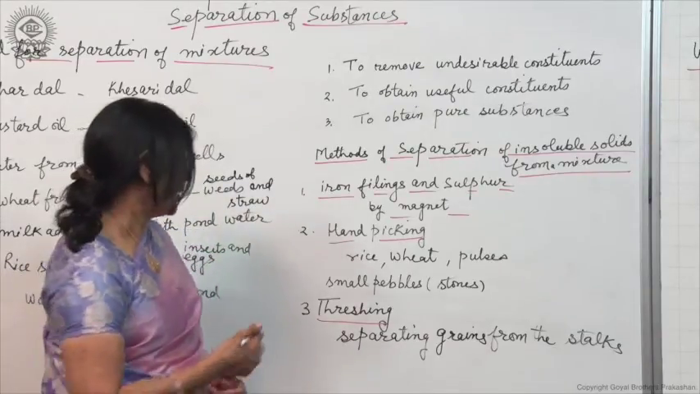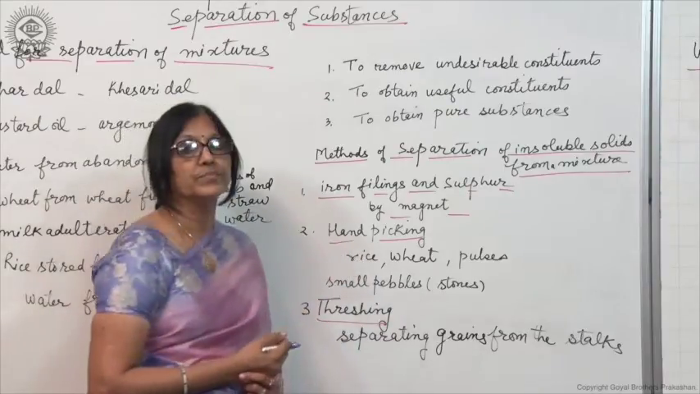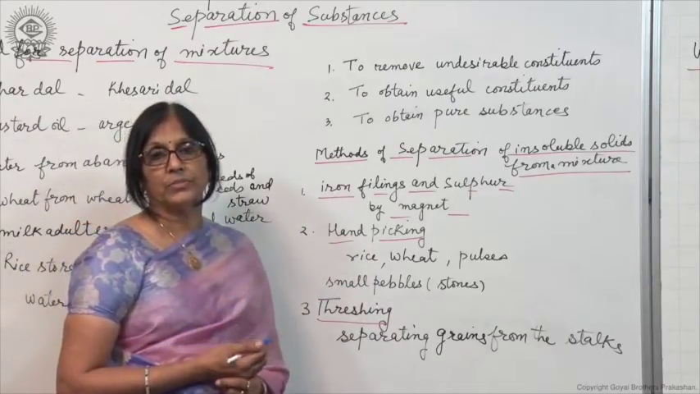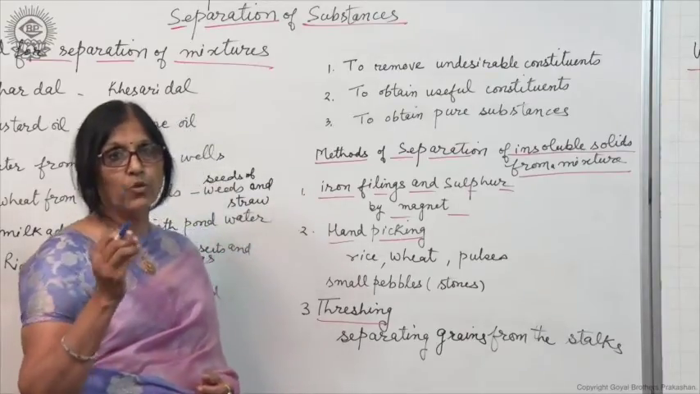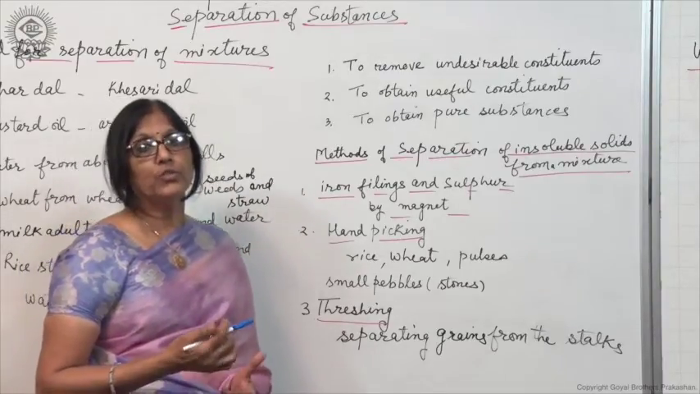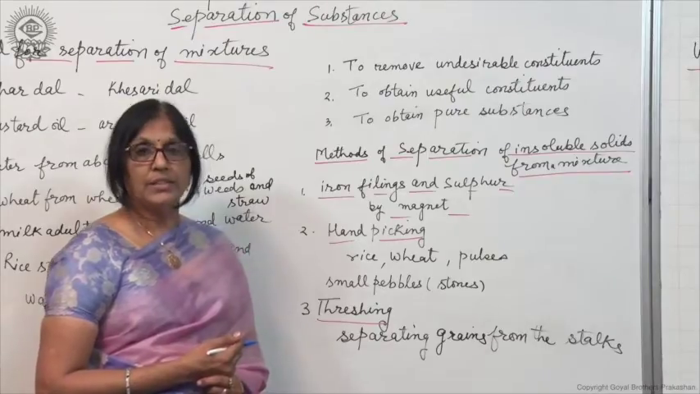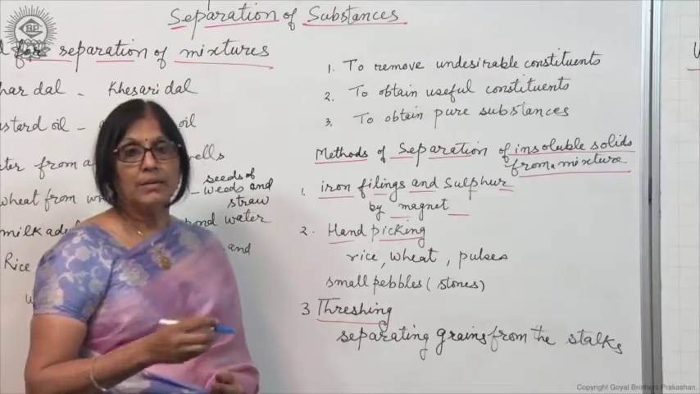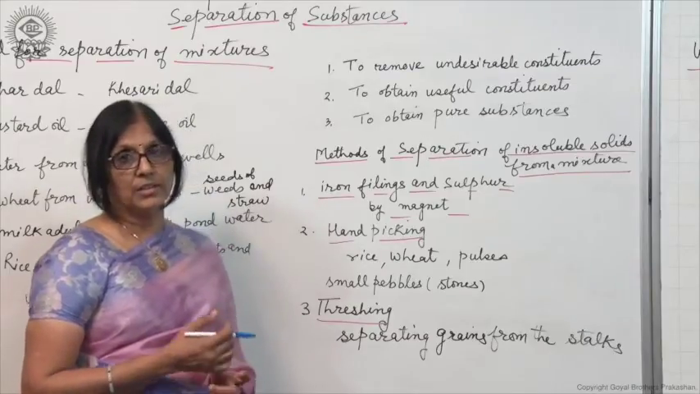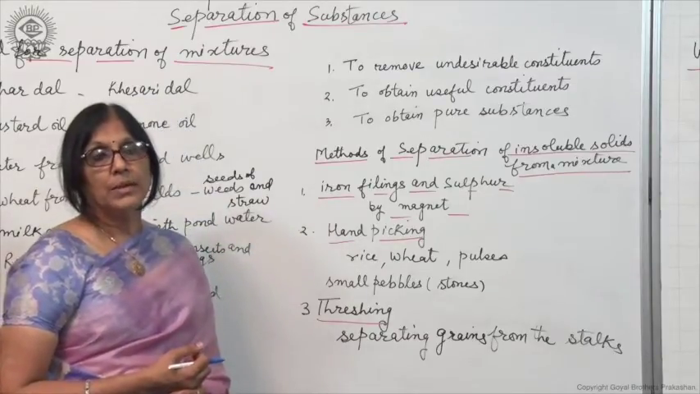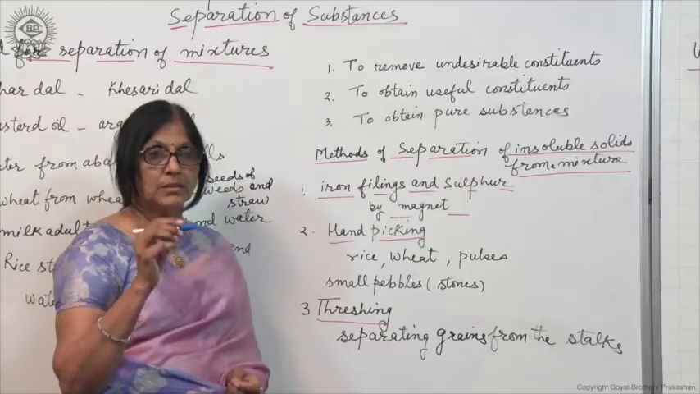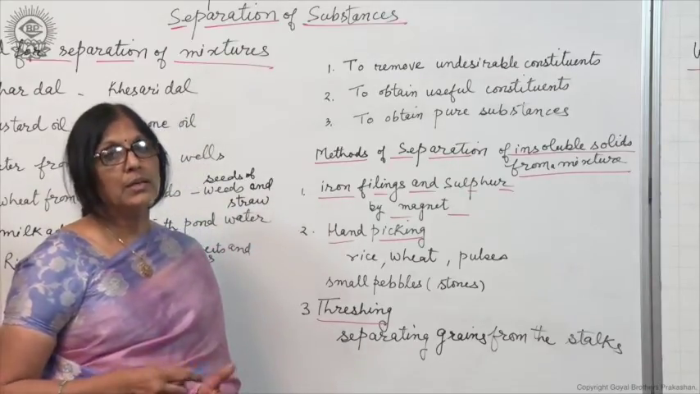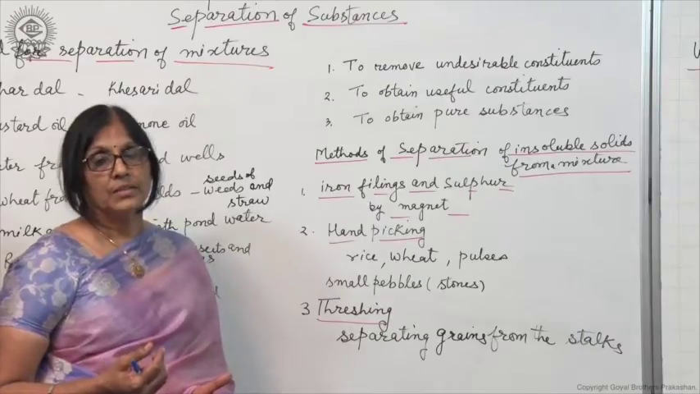Now the second method is hand picking. Sometimes it happens that wheat, rice, pulses have small stones in them which need to be removed, and this can only be done by using hand picking. By picking with the hand, removing of the stones can be done. But the constituent which has to be removed should be in small quantity so that it can easily be removed.